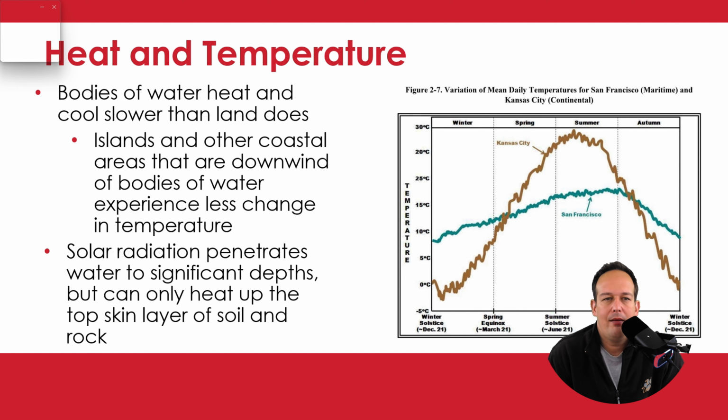And so whenever you have bodies of water around land, that land surrounded by water is not going to have that much annual temperature variation compared to places inland. So here's an example. San Francisco is right on the ocean. It's surrounded by water, and so the annual change in temperature isn't that much. In winter, we see here that the temperature is around 10 degrees Celsius. But then in the summer, it's up to like 20 degrees Celsius. So it's really not that big of a change.